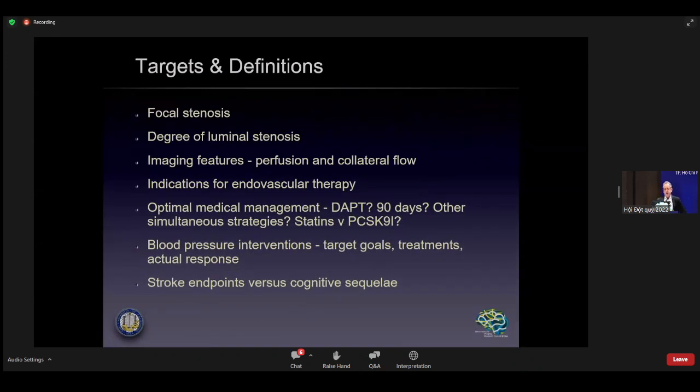But one of the limitations in ICAD is that we deal with very specific definitions. Stenosis, a narrowing in a vessel in a specific area in an artery in the brain. The imaging features that we look at are much more expansive than that, beyond a stenosis. We've also limited things in terms of our indications for endovascular therapy, as you've just noticed in the talks before me. So there are a lot of questions that have been limited by the definitions that we've imposed.